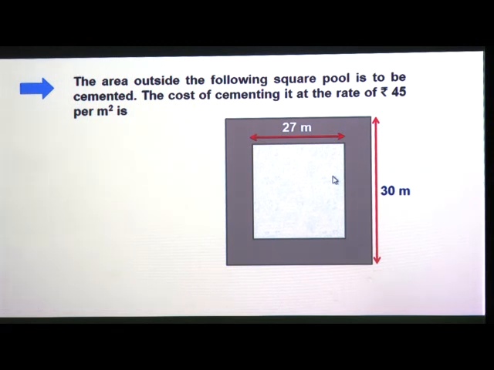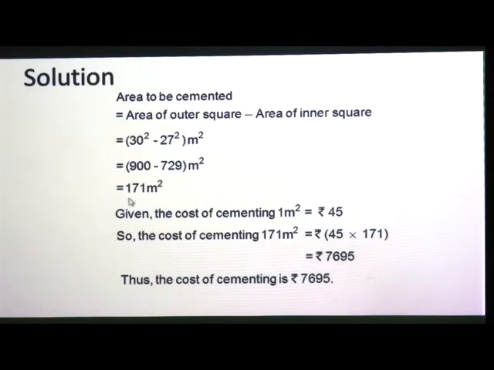So, after subtraction, we are getting 171 meter square, and we know the rate is given to us in the question, that for the cementing 1 meter square is rupees 45. So, we want to do the cementing for 171 meter square. So, we multiply it by 45. After the multiplication, the product will be 7695 rupees. This much rupees will be required to cement the outside area of the given pool.